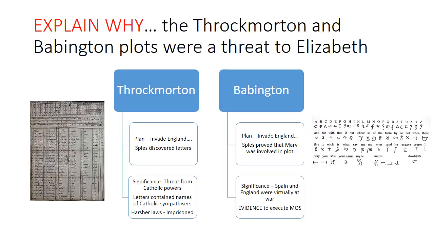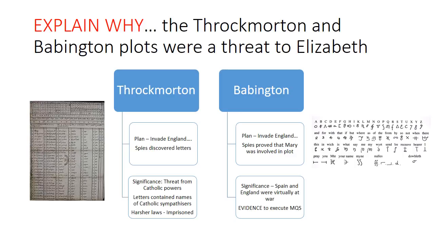The last plot is called the Babington plot, and again, very much the same plan: invade England, Mary Queen of Scots on the throne. But the difference with this one was that, for the first time, the English spies proved that Mary was involved in a plot. There were all these letters going backwards and forwards between them, and they managed to crack the code, as you can see on the right there. And for the first time, Mary Queen of Scots was implicated in this crime.